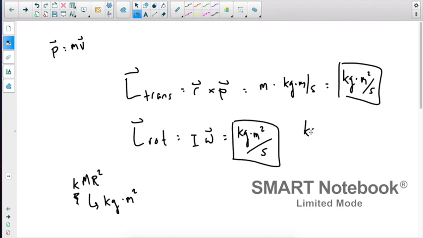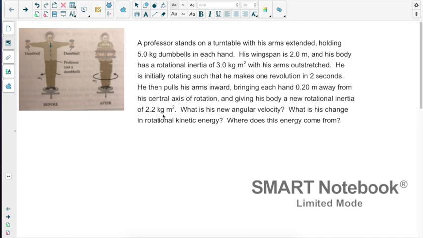Of course, we could write that like this, couldn't we? Kilogram meters squared times seconds to the negative first, however you want to write it. All right, so there's your unit for angular momentum. Please don't forget it. And yeah, it has no special name, but that's it.